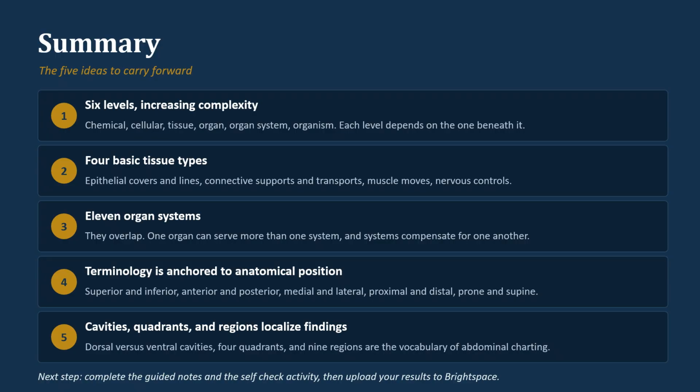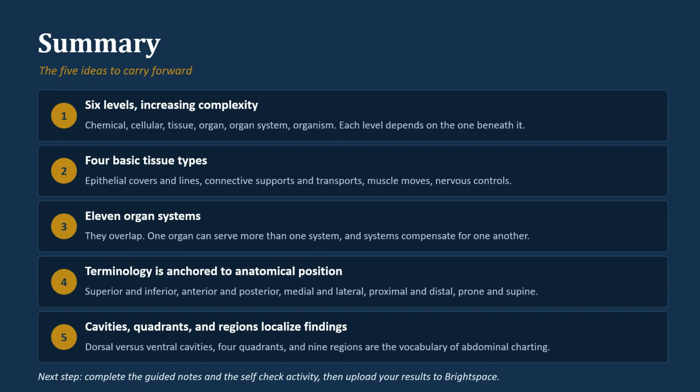Now let's close this topic out by pulling the whole lecture into 5 statements. 1. The body is organized into 6 levels of increasing complexity: chemical, cellular, tissue, organ, organ system, and organism. Every level is built from the one beneath it, so a disruption at a low level can produce symptoms at the highest level. 2. There are exactly 4 basic tissue types.